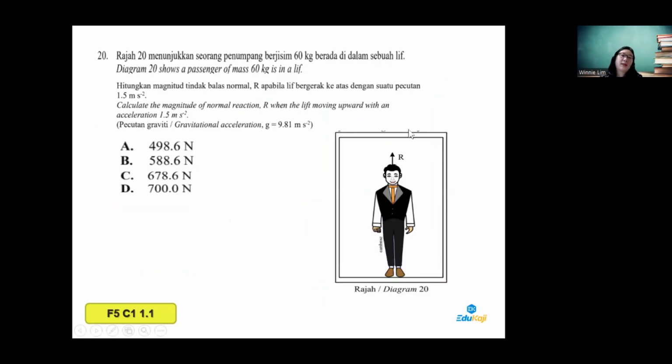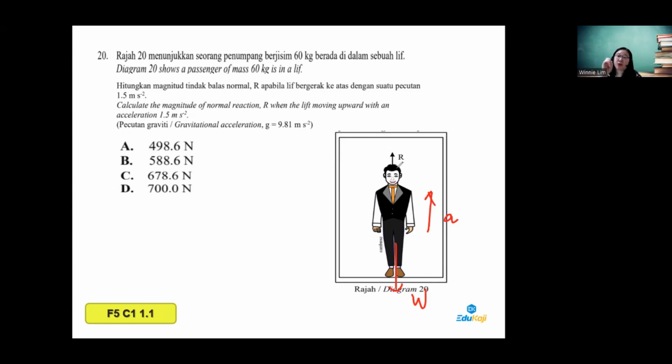Number 20 is from topic 4, forces and motion, under the lift system. Diagram 20 shows a passenger of mass 60 kg in a lift. Calculate the magnitude of the normal force when the lift is moving upward with an acceleration of 1.5 meters per second squared. The gravitational acceleration is 9.81. So now they accelerate upward. For lift systems and all these types of questions, you must always form an equation. To form the equation, you must know what quantities are involved.